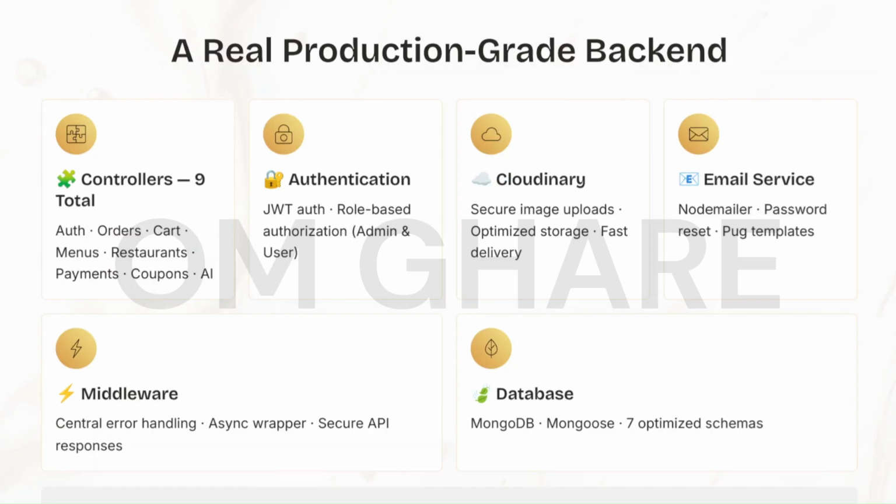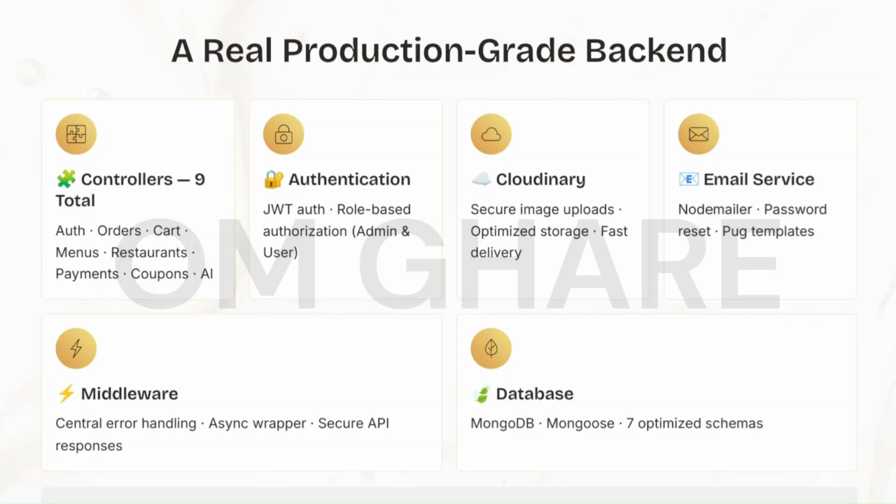The backend is designed using a modular architecture so that each component has a clear responsibility. The project contains 9 controllers, each responsible for a specific domain such as authentication, restaurants, menus, food items, carts, orders, coupons, and payment and AI services. Separating responsibilities into controllers improves maintainability and makes future feature development much easier.